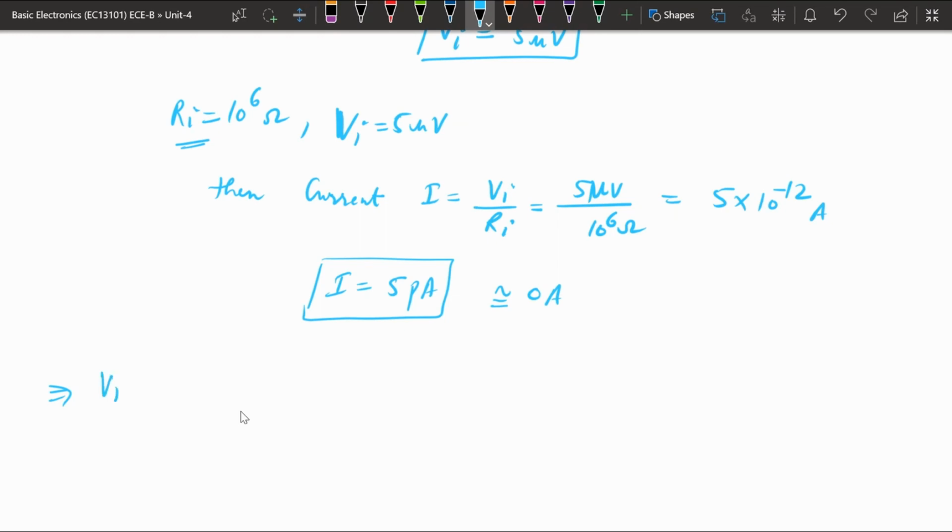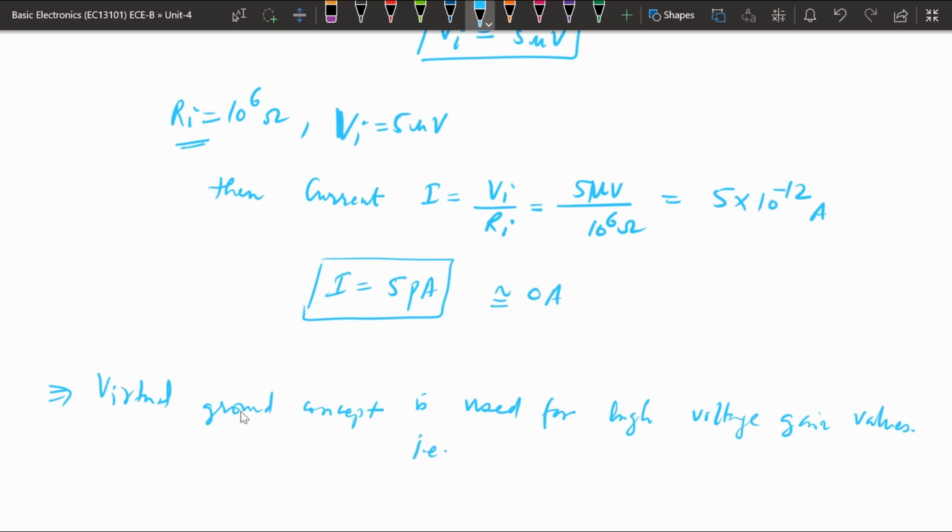So here we can conclude the virtual ground concept is used for high voltage gain values. These high voltage gain values are basically infinity, if it is ideal, or it is 10 to the power 6, or 10 to the power 4, or 10 to the power 3. Up to here we will be using the virtual ground concept in case of the practical one also. So this is the case of the practical op-amp and this is the ideal op-amp case. In practical also we will be using virtual ground, but not in all cases.